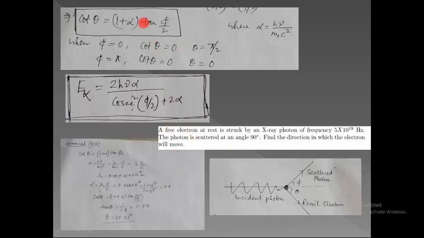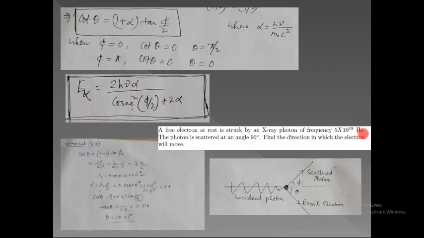Basically, this numerical will be solved by using this formula: cot theta is equal to 1 plus alpha tan phi by 2. Alpha is this value. What is theta? Theta is the angle of the electron and phi is the angle of the photon. A free electron at rest is struck by an X-ray, and the X-ray frequency is 5 into 10 raised to 9 hertz.